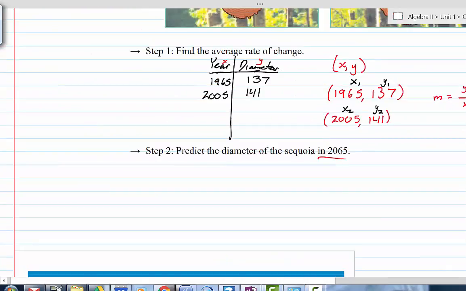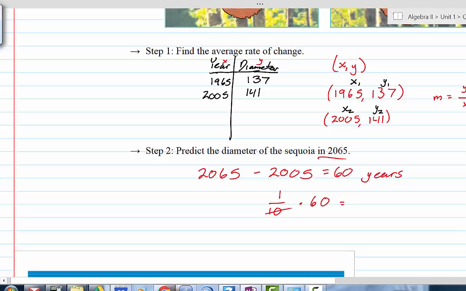So in 2065, first off, that is 60 years from the last time you know, 60 years from 2005. If it changes at 1/10 of an inch per year, then 1/10 times 60 will give you how many inches it's going to grow. Cross that, I get 6 inches.